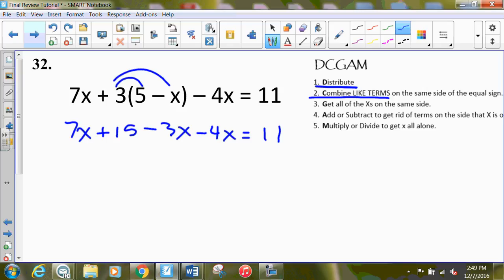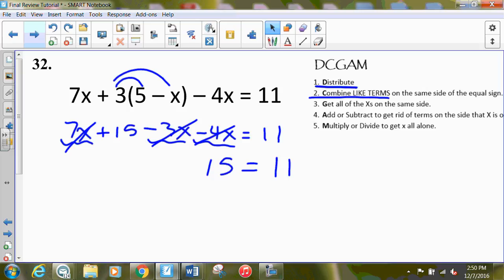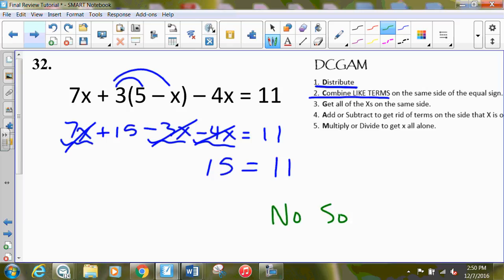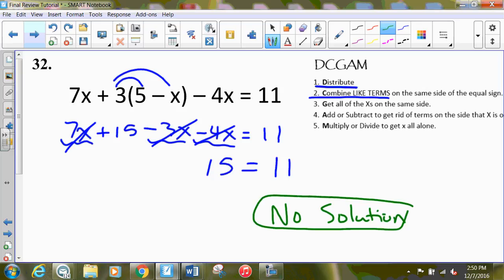The second step is combine like terms, and I do have like terms. I have 7x minus 3x minus 4x. Oh, something very exciting is happening. 7 minus 3 is 4. 4 minus 4 is 0. They're gone. They all cancel each other out. The x's have left the building, and we have left 15 equals 11. Is that true? No, it is not true. When we answer that question, is that true, with a no, that means there's no solution. There's no x out there that's ever going to make 15 equal to 11.